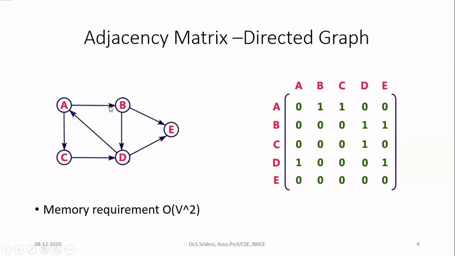It is similar to one-way roads. Whenever you have one-way roads, you can go in one direction only. You cannot go in the opposite direction. So this means that there is a connection or path from A to B only, not from B to A. When you have a directed graph, when you are writing the matrix, you should be very clear about the direction. So first let us focus on A.